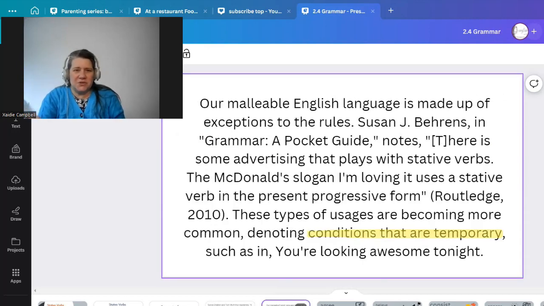Another thing to understand is that when we talk about things that are temporary, we very often put them into the progressive tense. But if things are stable, then we would not put them into the progressive tense. If something is temporary, it can go into the progressive, or we could then use a stative verb in a progressive tense. And I'm going to show you examples of that quite a bit.